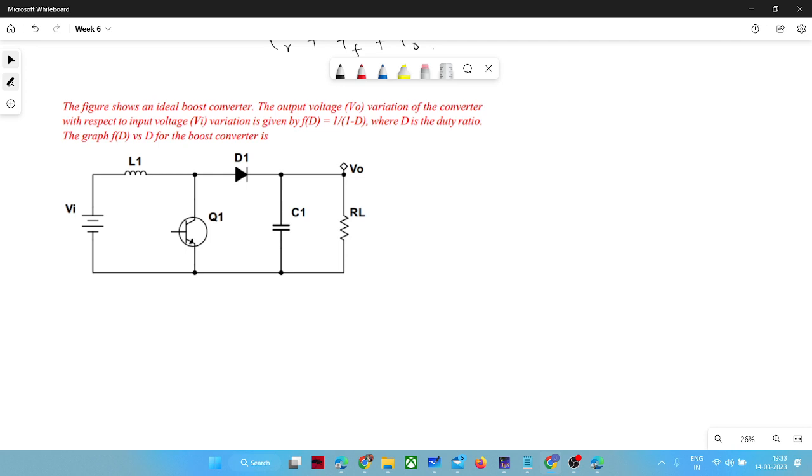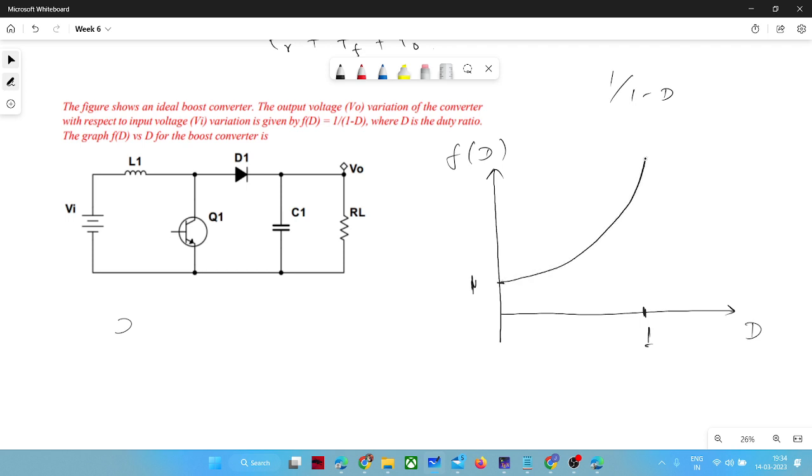Yeah, so I am back. Anyone able to draw the waveform of this function? It will start at 1. F of d will be 1 at the start, because initially d will be zero. We need to plot F of d. When d is 0, 1 by 1 minus 0 will be 1. And when d will be 1, then it would go to infinity.